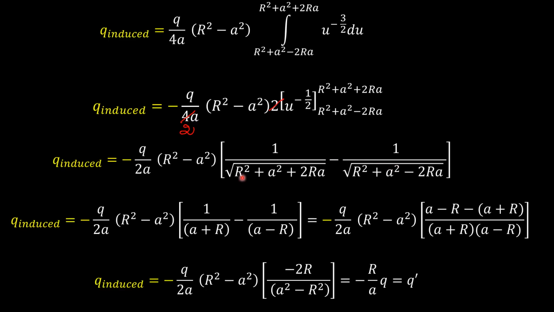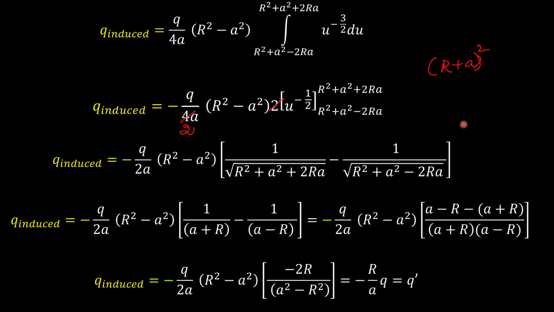Then you can see the first denominator can be written as r plus a whole squared. R plus a whole squared is equal to r squared plus a squared plus 2Ra. If you take the square root of this, this will become simply r plus a. For mathematical reasons, I am writing this as a plus r. I will explain why.